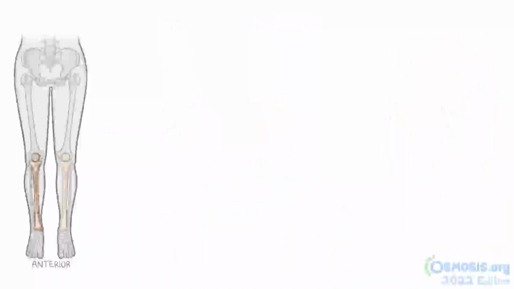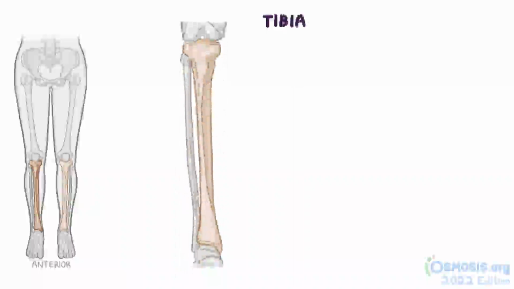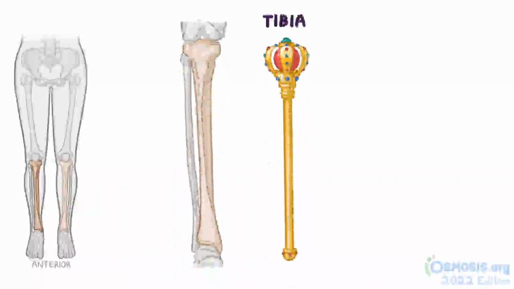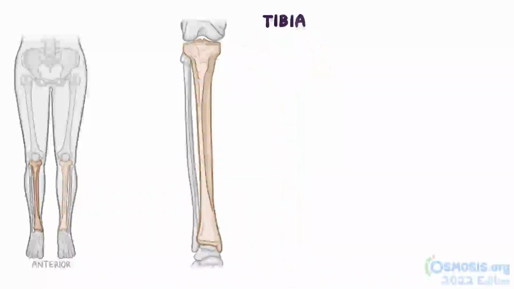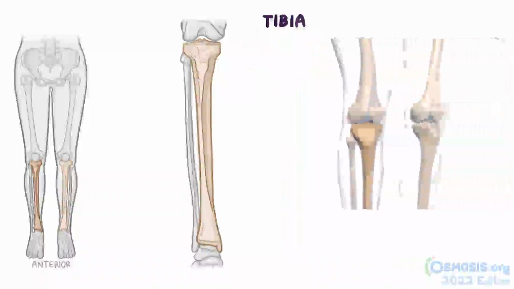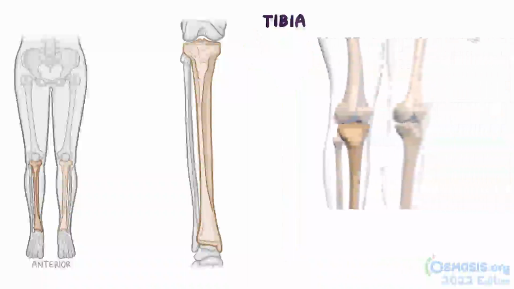Let's move on to the second largest bone of the body, the tibia, which is located on the anterior medial side of the leg, nearly parallel to the fibula. This bone kind of resembles a scepter, so the thicker and flat proximal end is superior, and its thinner and rounder distal end is situated inferiorly.